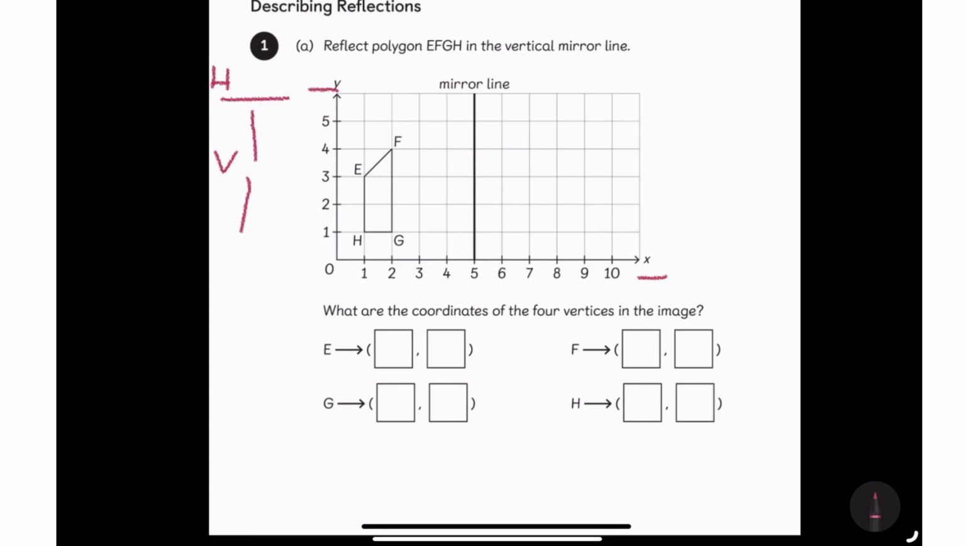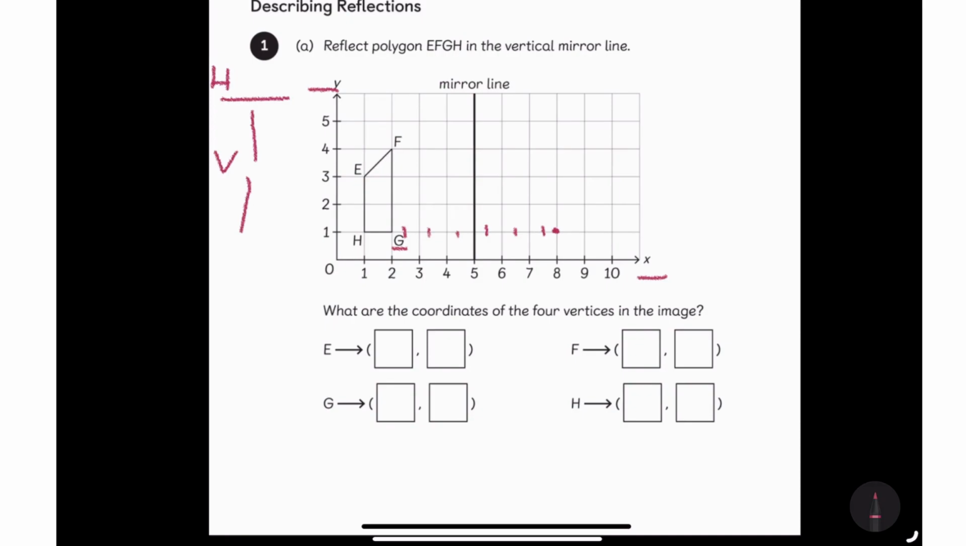Now, we'll start with the way we are seen in the mirror. So my first point is G. Where is my point G? Let's count the units. 1, 2, 3. Similarly, after the mirror line, I will take 3 positions. So that is 1, 2, and 3. So my G position in the mirror will be here.